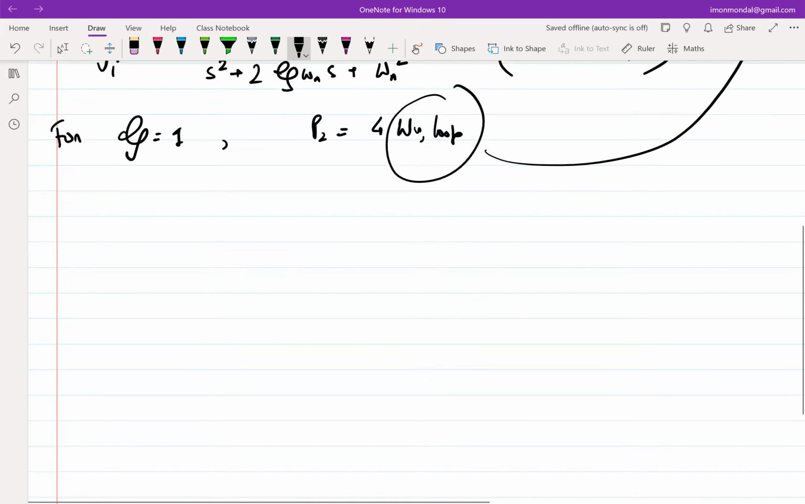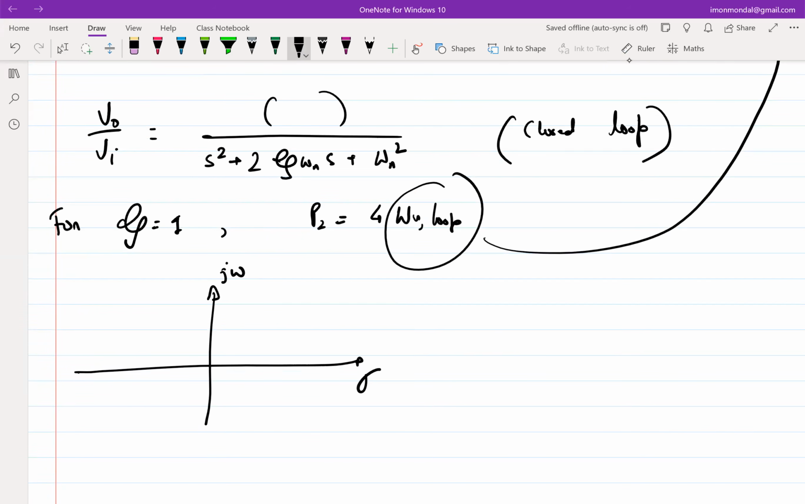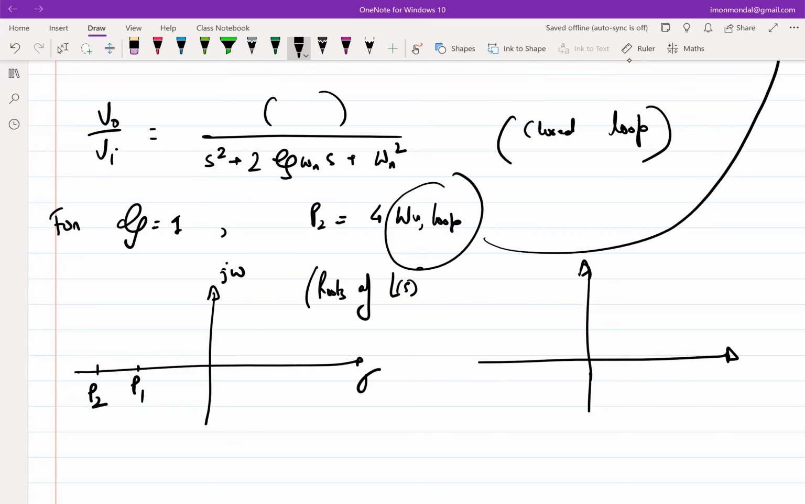So again, let me sketch the roots of L of S. Let's say this is sigma, this is j omega, right? So we assume P1 and P2 are real. So let's say this is P1, this is P2. And here we are plotting the roots of V naught over Vi.